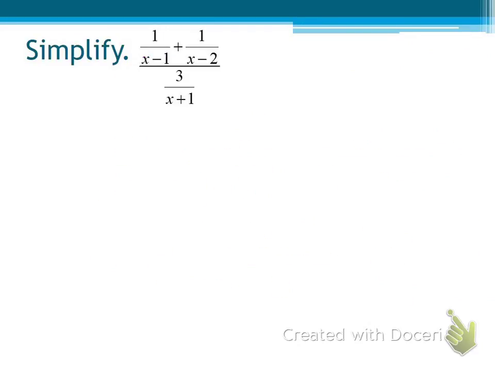Okay? All right. You try this one. Come up with the least common denominator, multiply through by that least common denominator, and then go simplify. Stop the video, start it back up, and you can check your work.